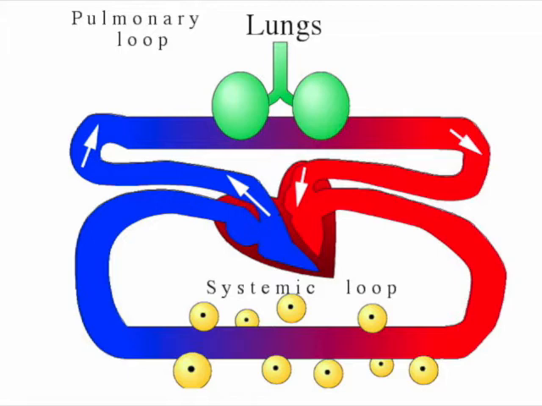And then there's also what's called the systemic loop. The blood begins the systemic loop by getting pumped out of the left ventricle of the heart into the aorta. Well, this side of the diagram is the systemic loop. And eventually it does return back to the heart in the inferior and superior vena cava.